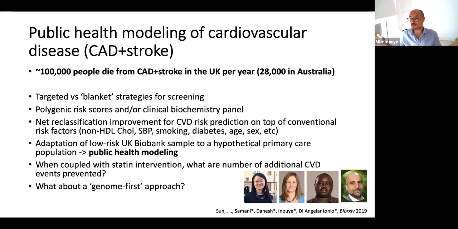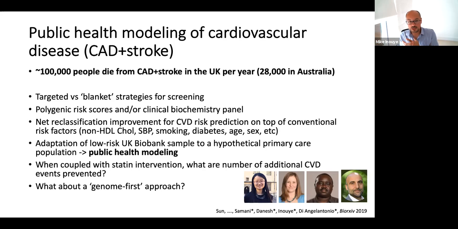PRSing everyone and assuming everyone's got that information, and seeing what that does in terms of how that might affect C-index or numbers needed to treat, needed to screen in order to prevent one case, that sort of thing. So again, we're using UK Biobank here.